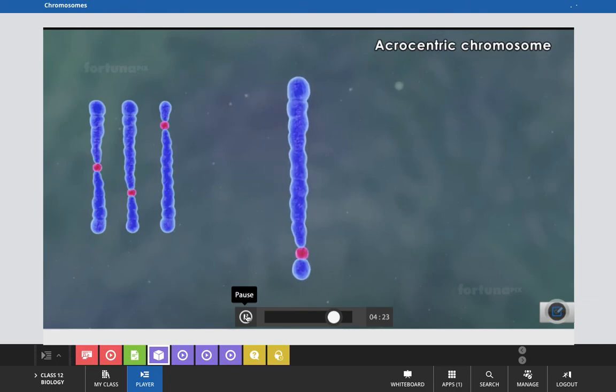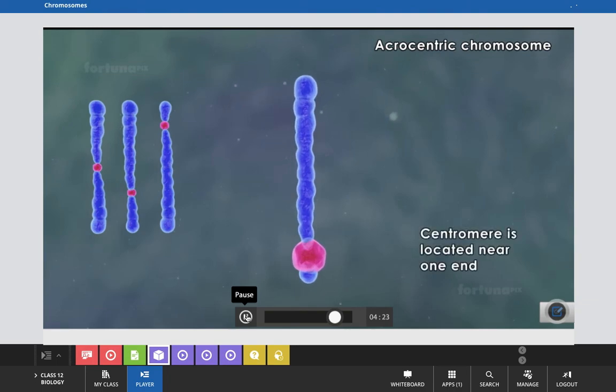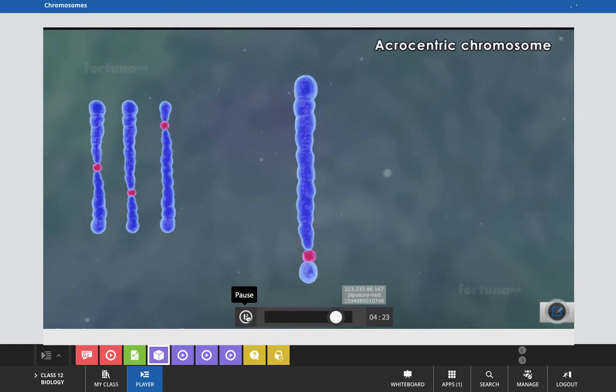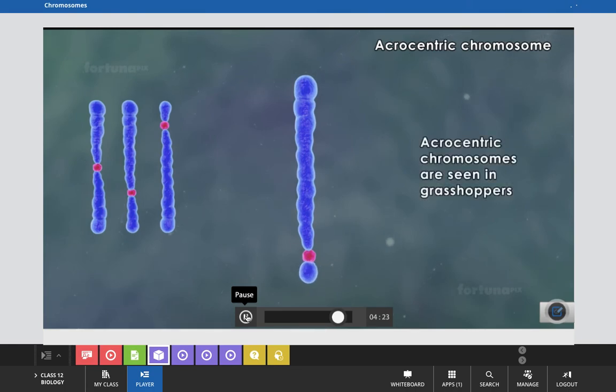In acrocentric chromosomes, the centromere is located near one end, resulting in a long arm and a very short arm, which, during anaphase, takes on the shape of the letter J. Acrocentric chromosomes are seen in grasshoppers.